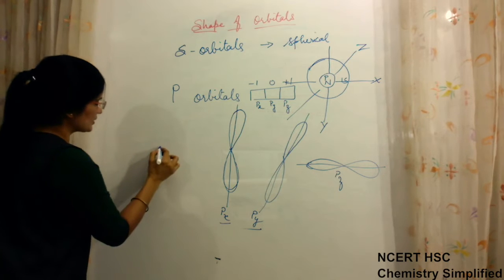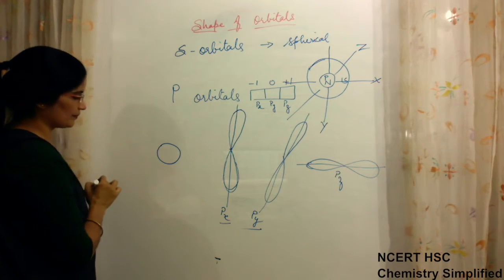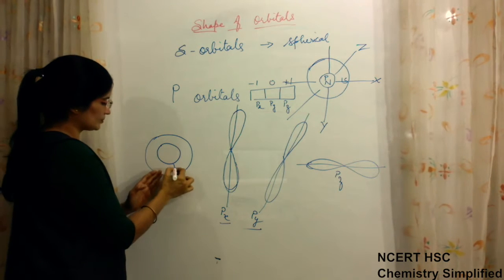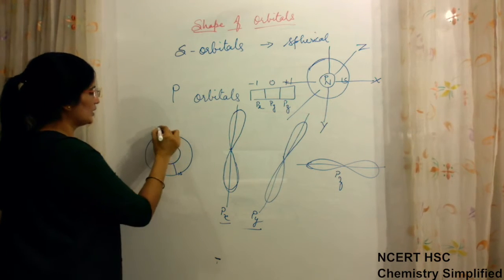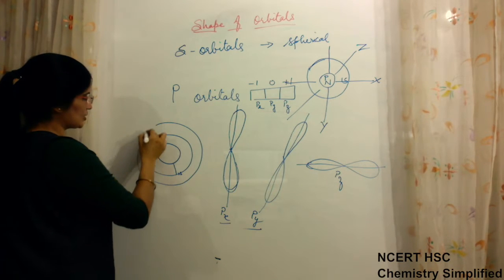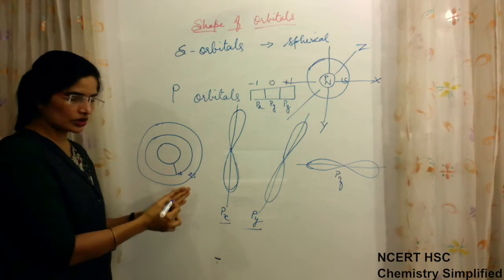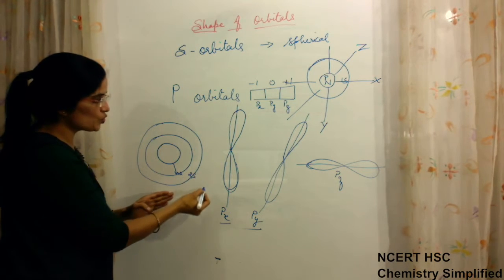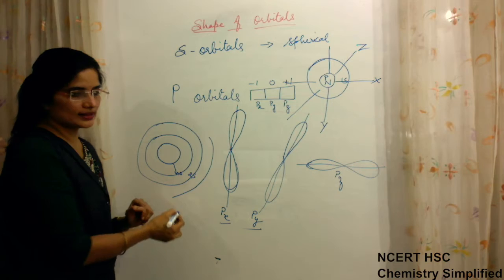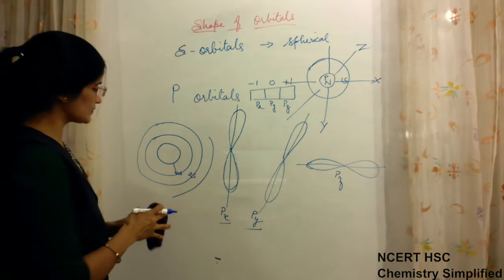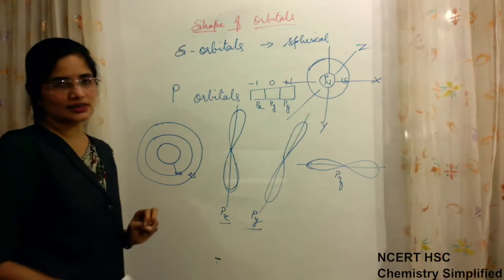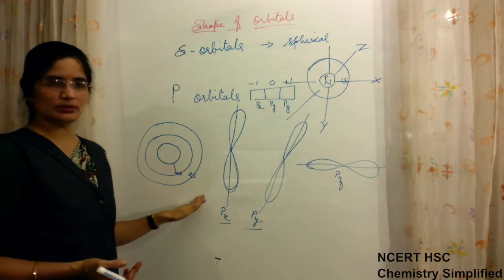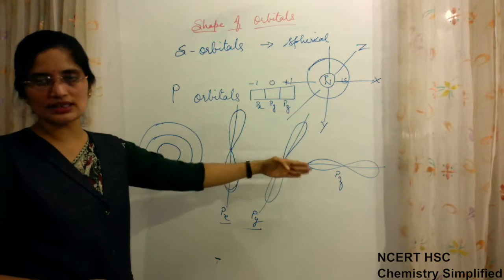Now suppose this is the nucleus, and this is the 1s orbital. After 1s it is 2s, so it will also be like that. After 2s there should be 2p, but we will not make 2p like this. The actual shape of 2p is not circular as we draw in the structure of atom, but we draw in that manner because every time it is not possible to draw such structures.